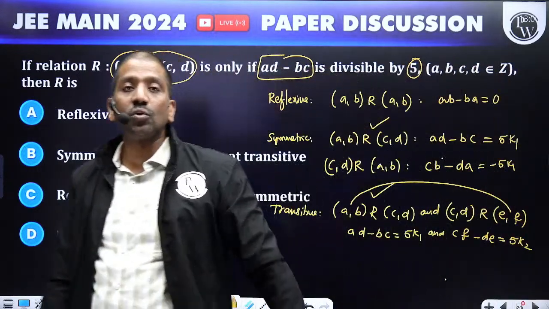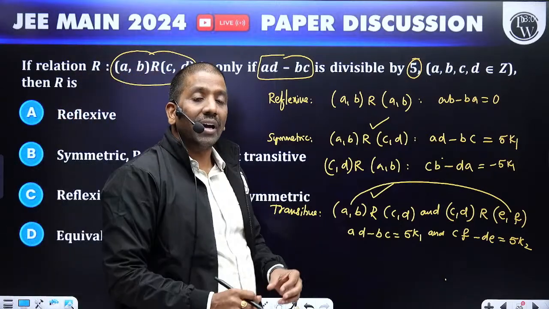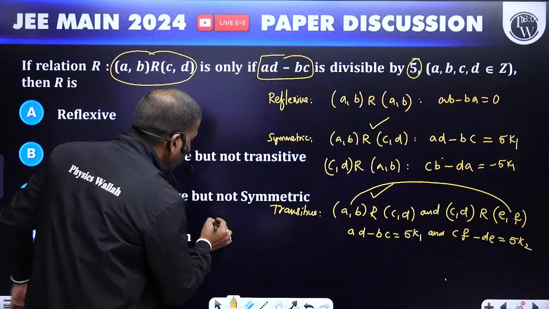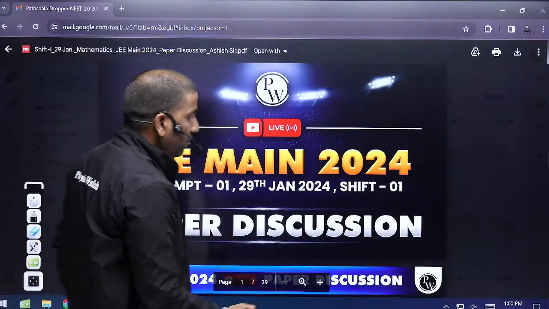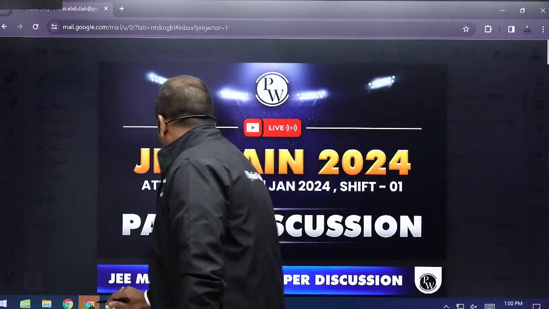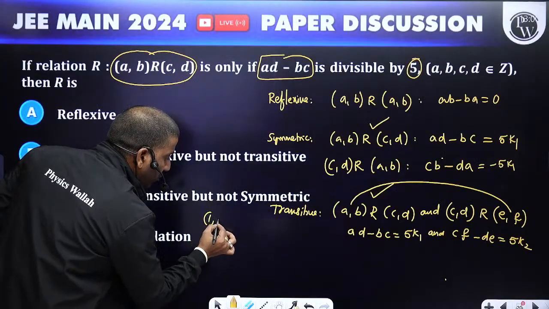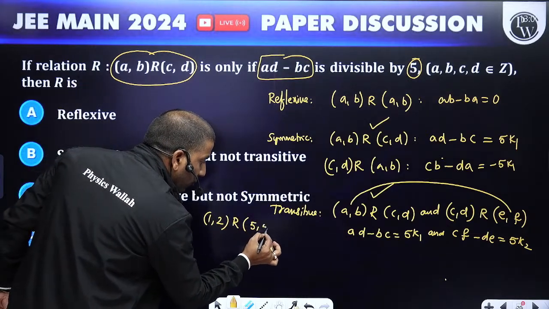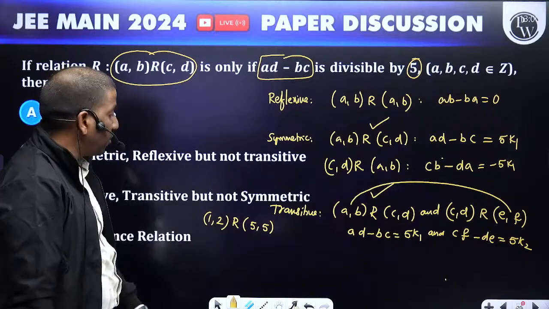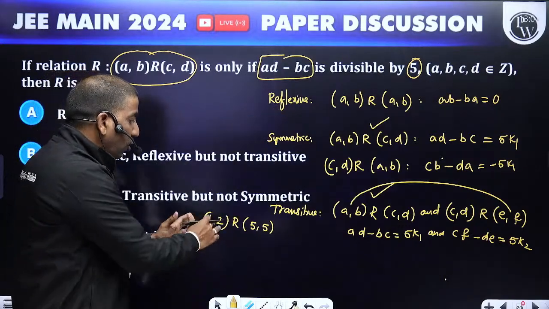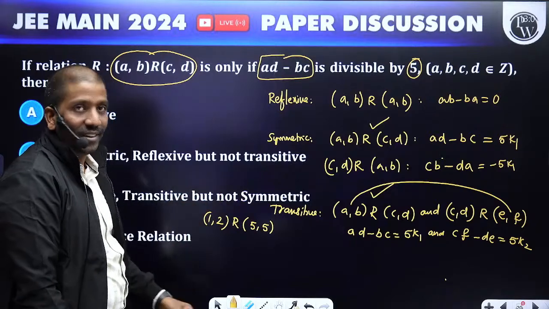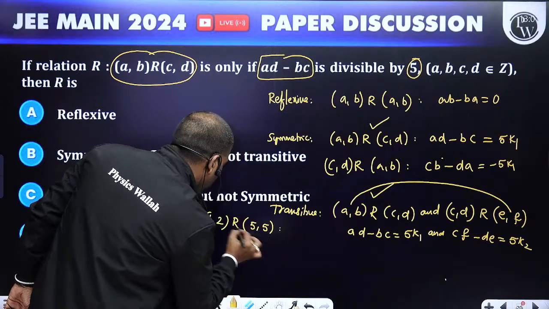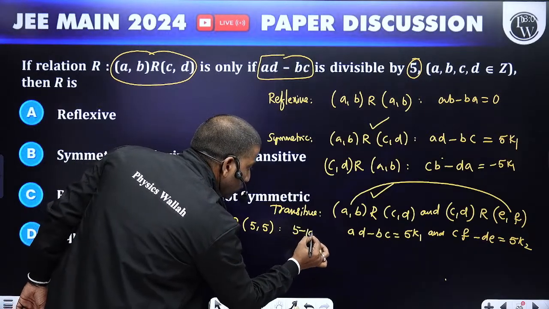So in such cases, what we generally do is go for counterexamples. So for the counterexample, I will take (1,2). This is (a,b). (a,b) is related to (5,5). Why is (5,5) taken? Because it is divisible by 5, right? So you would get 5 times something. That's the reason I have taken (5,5). So what will you get? 5 minus 10. So this is minus 5.